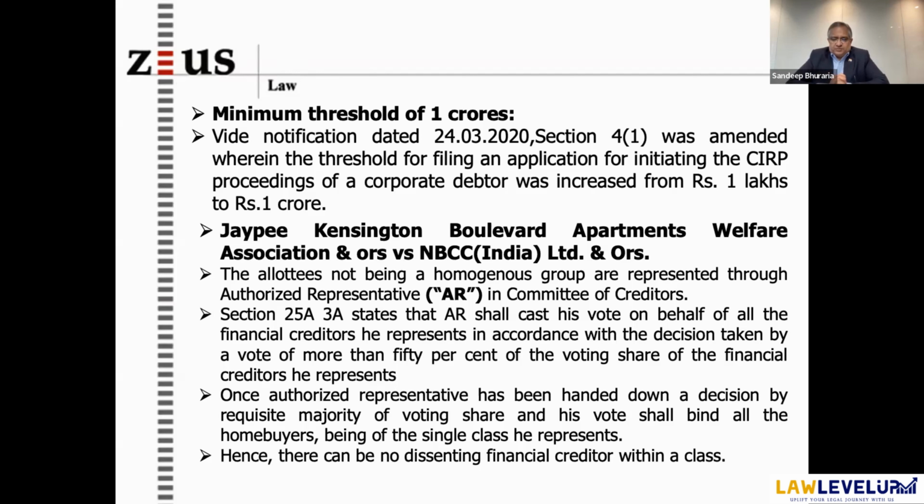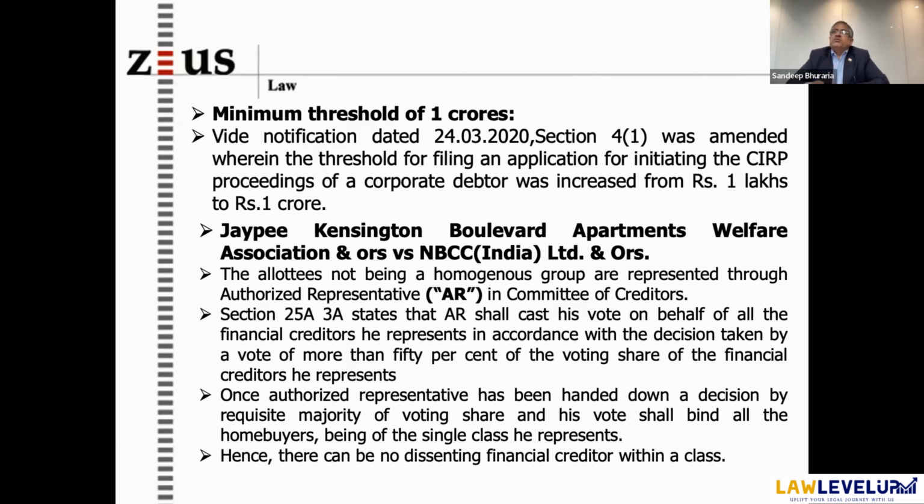And the Honorable Supreme Court, through Justice Khanvilkar and Justice Dinesh Maheshwari and Justice Khanna, held that if there is a vote more than 50% on a particular resolution by this class of creditors, then that vote will be counted as 100% vote. Now, what would it mean? It means that once a particular resolution has been passed by a class of creditors, then there cannot be any dissenting financial creditor within such class.